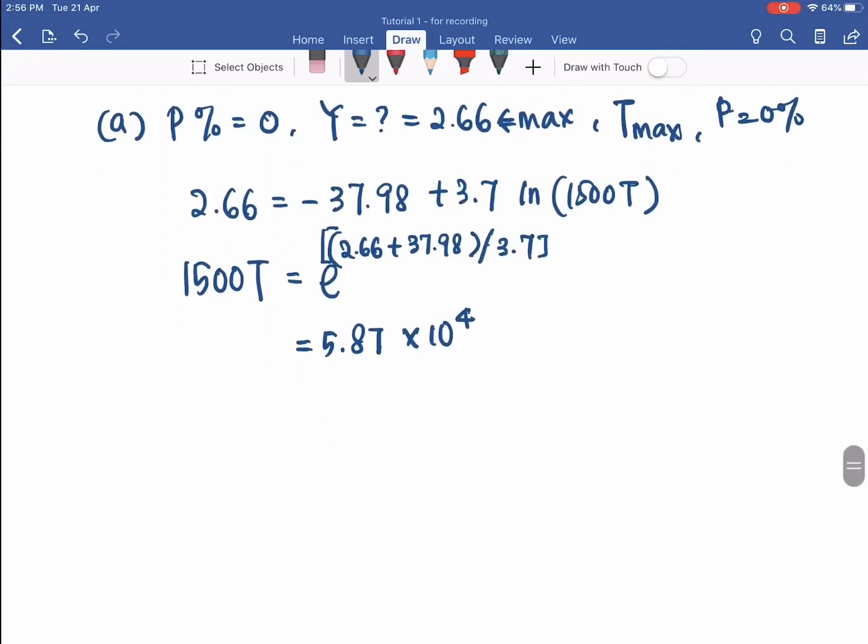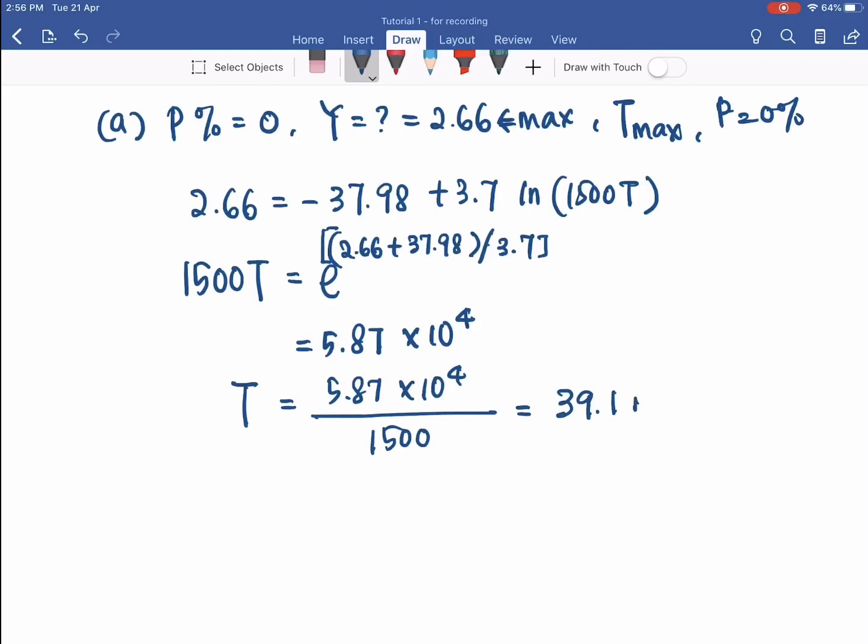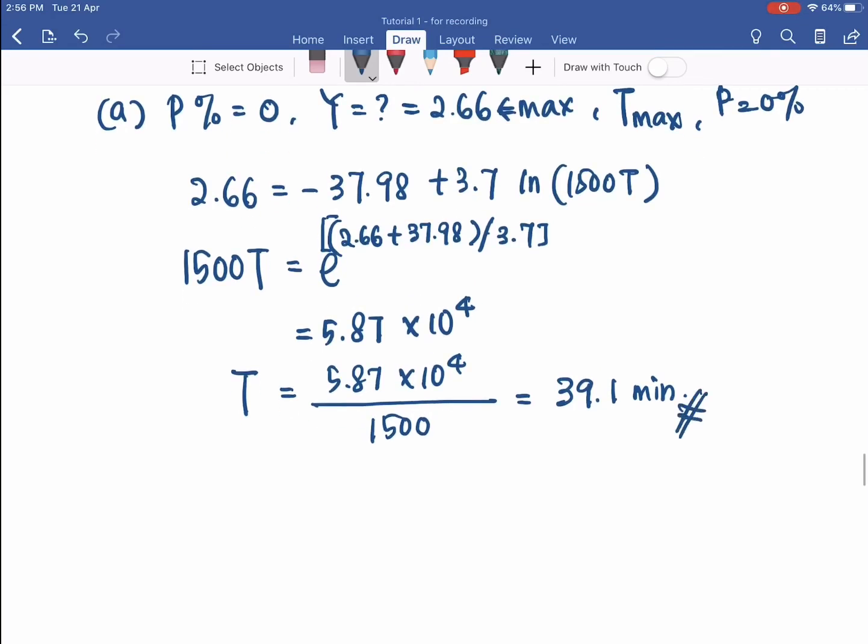So if we put this down, T equals 5.87 times 10 to the power of 4 divided by 1500, and you get along the line of 39.1 minutes. So the maximum exposure to result in 0% fatality is 39.1 minutes. Any exposure more than this, people might start dying in that area. So the maximum exposure will be 39.1 minutes.